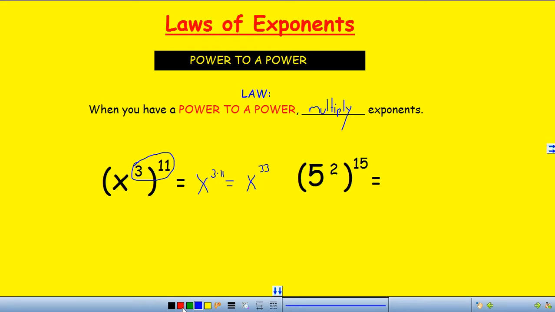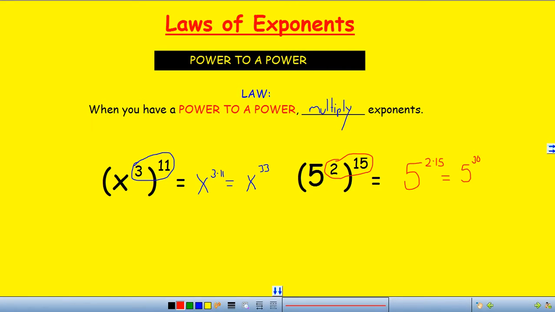Let's look at the second one. We have a base of 5, so we keep the same base, and we're going to raise power to a power. So 5 raised to the power of 2, or 5 to the second power raised to the power of 15, is the same as saying 5 raised to the power of 2 times 15. And we know that 2 times 15 gives us 30. So our final answer is 5 to the power of 30.